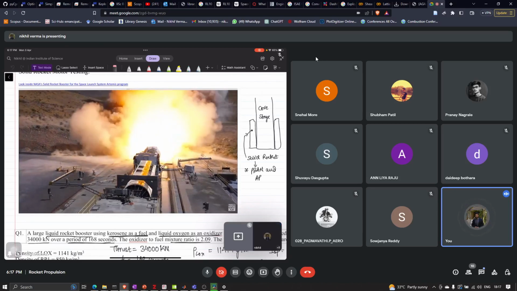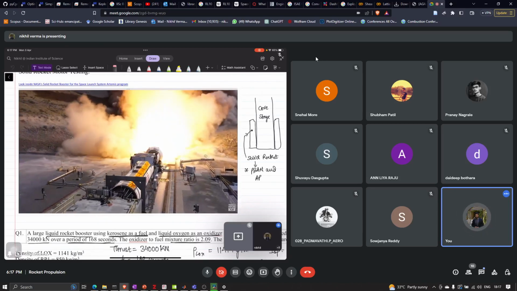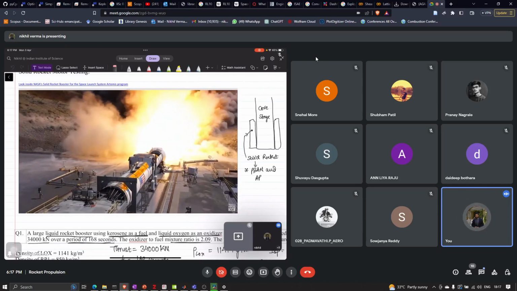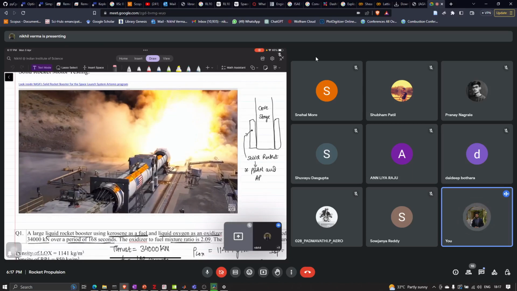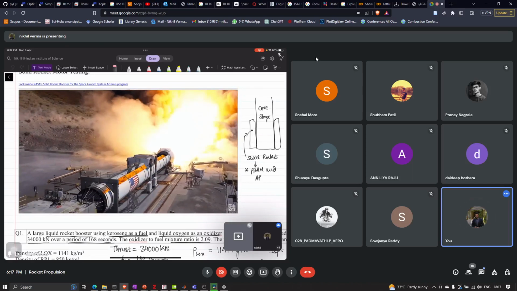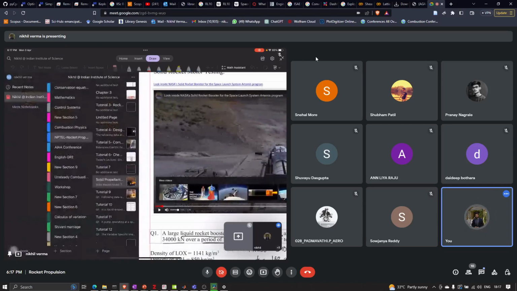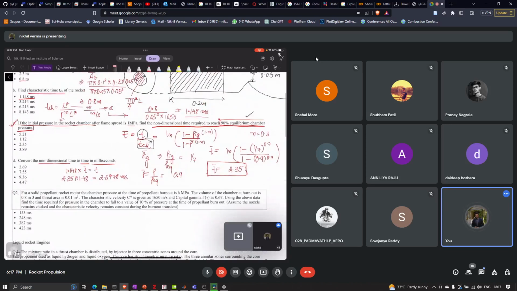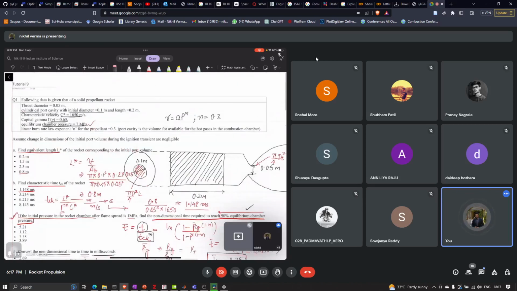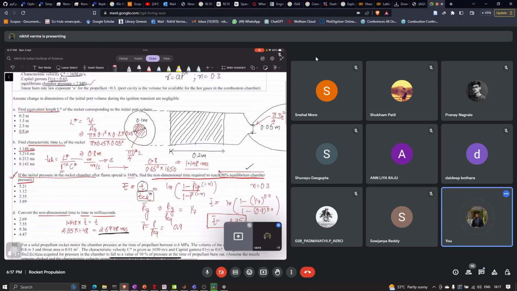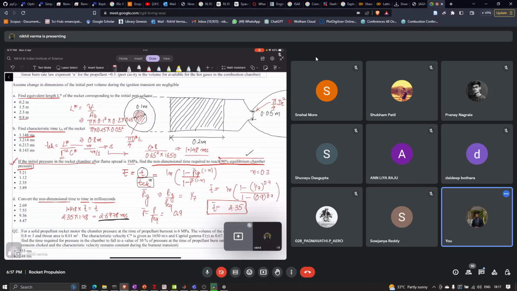So as you can see, it takes time in the order of milliseconds to reach its equilibrium pressure. Similar to this, whatever we have calculated shows that the time required for a motor to reach the equilibrium pressure is in the order of a few milliseconds. Okay, so any questions till now? Any questions on this?